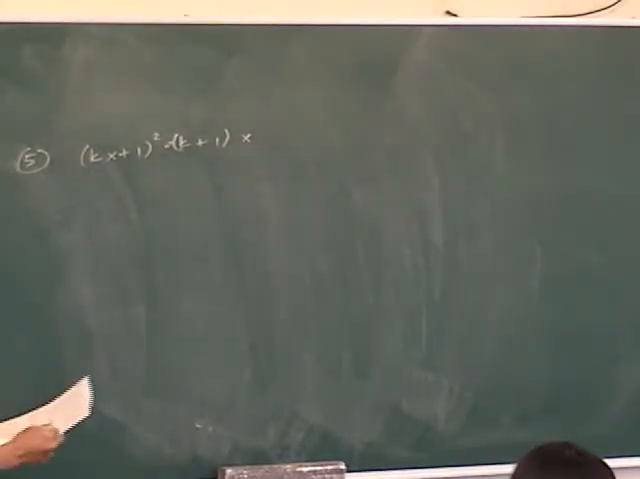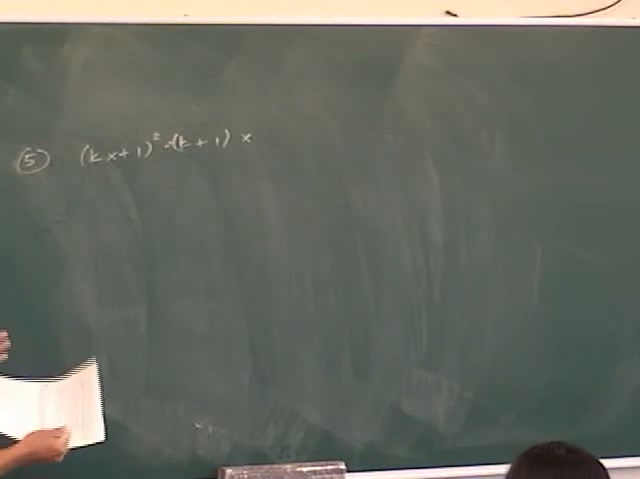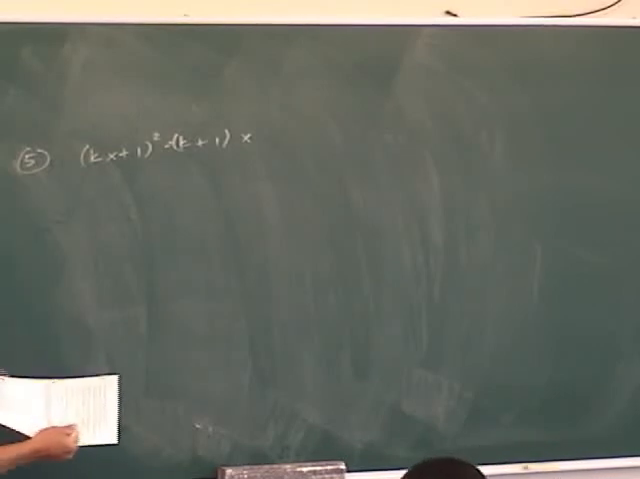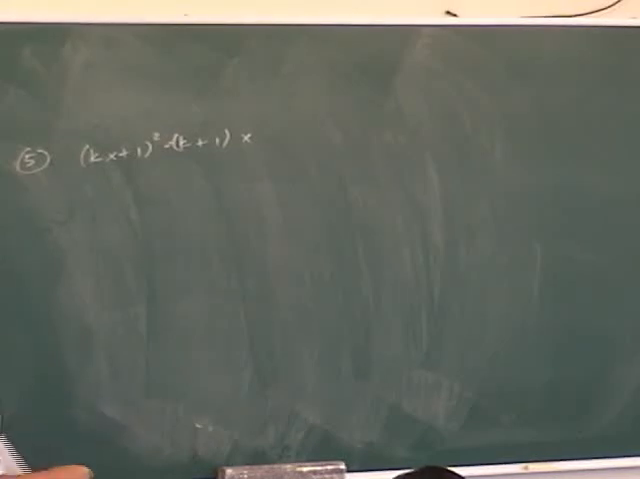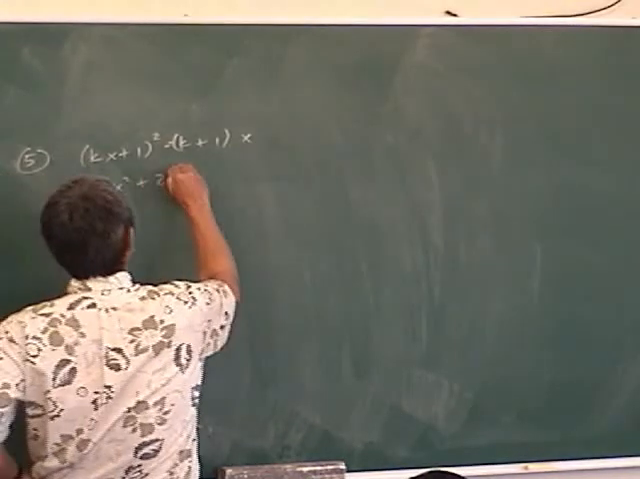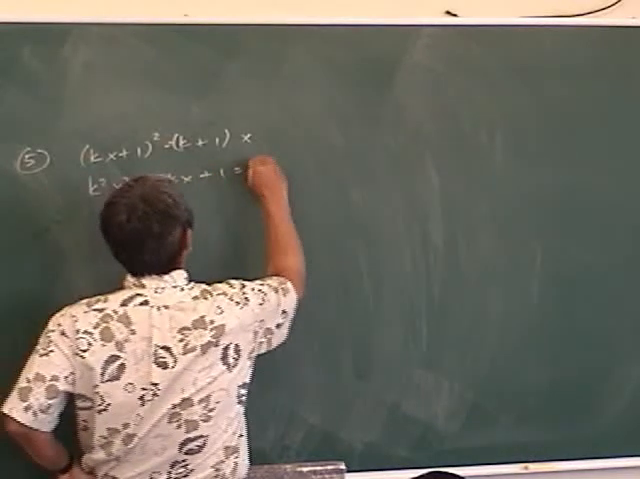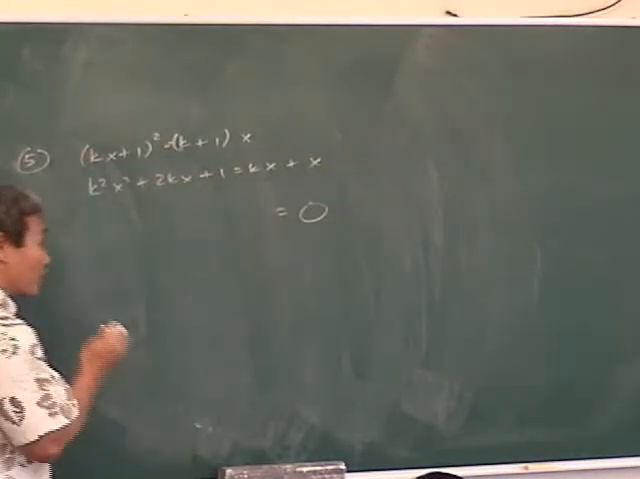Okay, how do you determine if a quadratic equation has a double root? The discriminant has to be what? 0. Okay, so the trick is, it's not a trick, but you have to put this in quadratic form so you can figure out what the discriminant is. So you have to multiply out everything. k squared x squared plus 2kx plus 1 equals kx plus x. Okay, now put it in quadratic form.